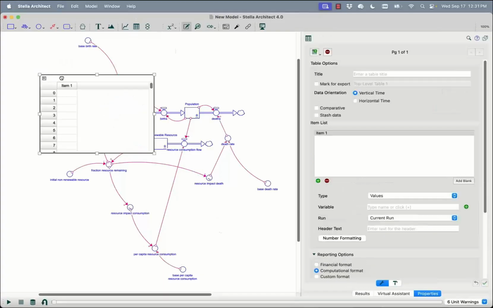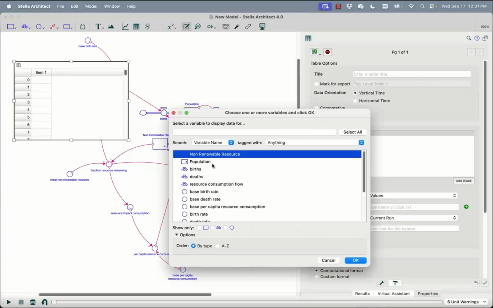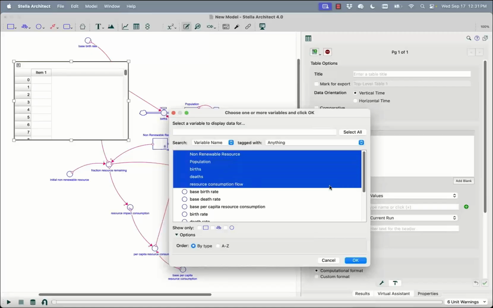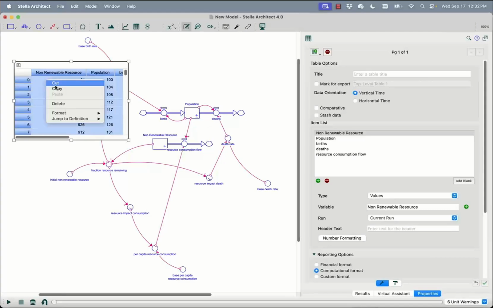So we're going to put down a table, and I'm just going to put it willy-nilly on the screen. And I'm going to use the green plus, and I'm going to select, using the shift key, all of the stocks and all of the flows. In this case, the converters aren't helpful, in my mind, to the explanation or relevant. The table itself isn't natively shared with the LLM. Only the stock and flow structure is.